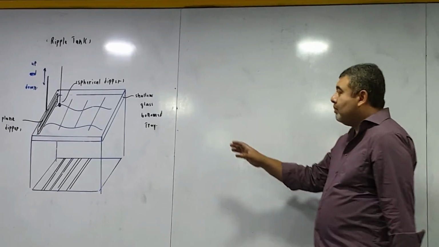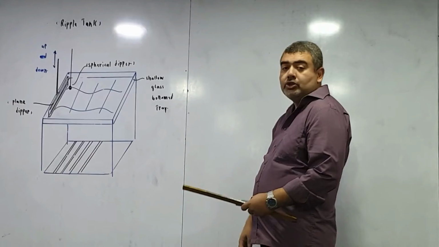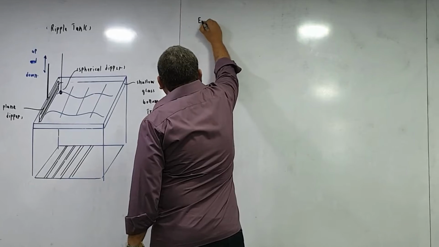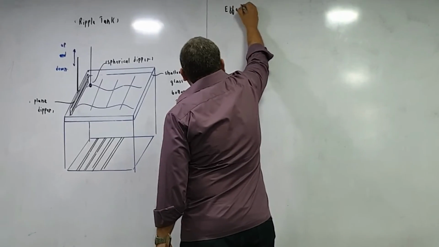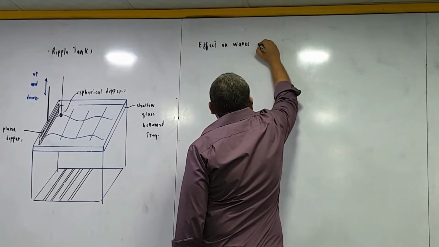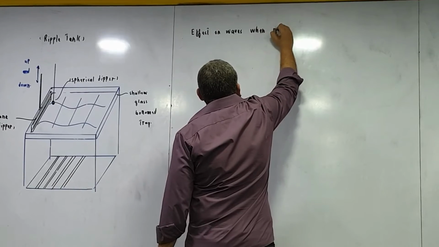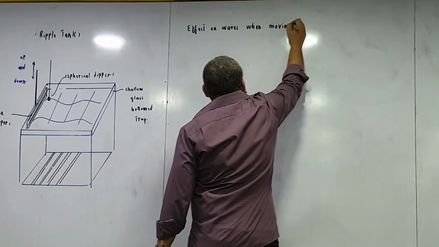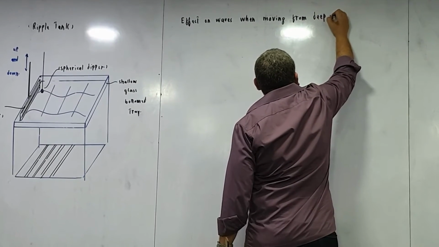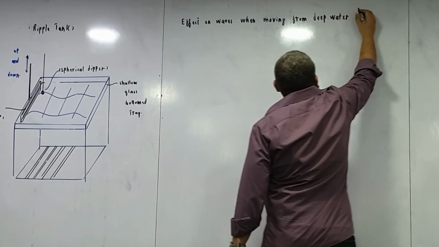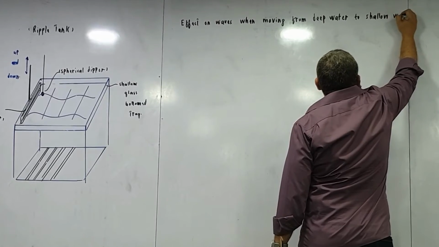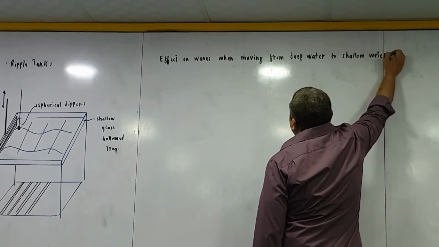Okay, we were discussing if I place the glass slab in this ripple tank, so how those waves will behave. So you can discuss this under the heading effect on wave when moving from deep water to shallow water.